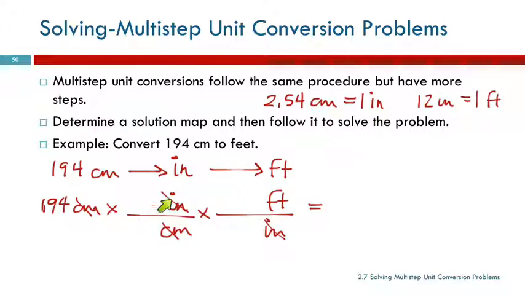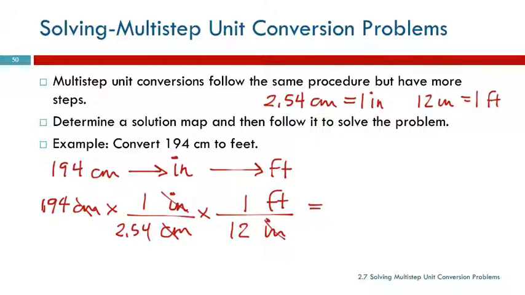So here I have inches on top, centimeters on the bottom. I look at the relationship, and I put the inch side on top and the centimeter side on the bottom. 1 inch is equal to 2.54 centimeters. 12 inches is equal to 1 foot. So I've got 1 foot on top and 12 inches on the bottom. And now I just commune with my calculator.